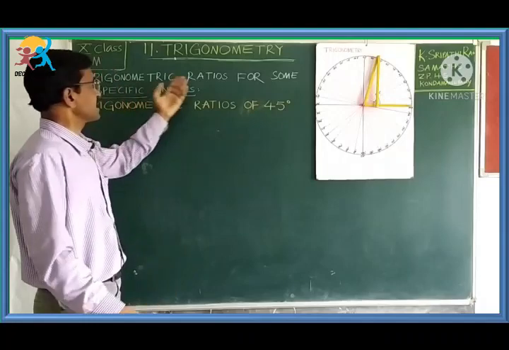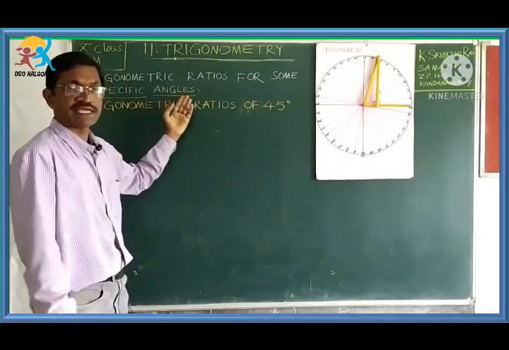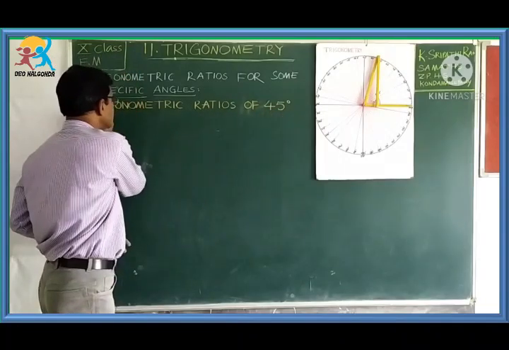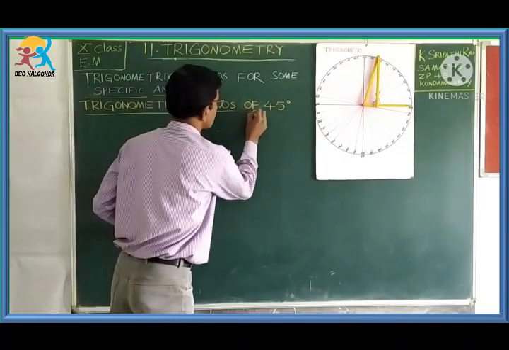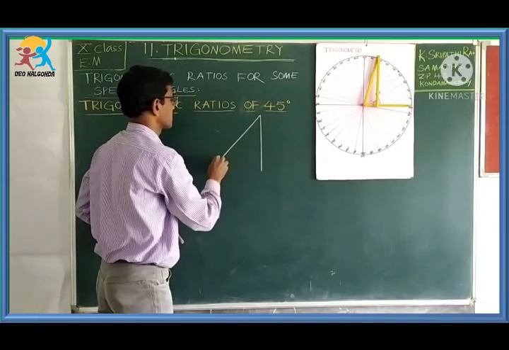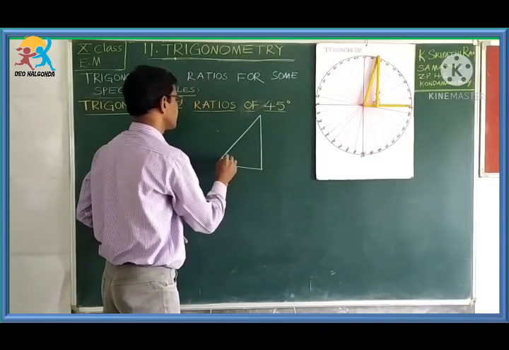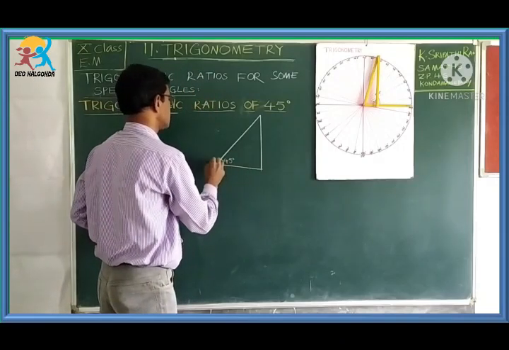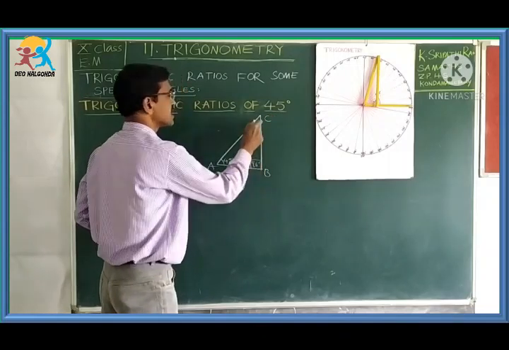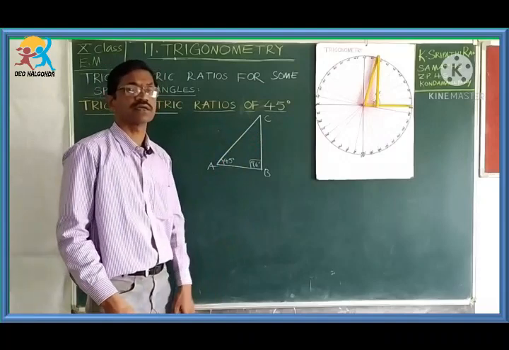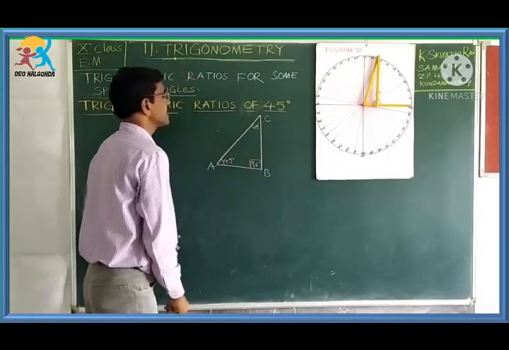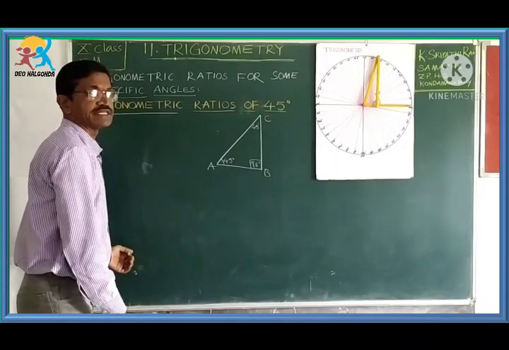Here, trigonometric ratios for some specific angles. Trigonometric ratios of 45 degrees. When the angle is 45 degrees in a right angle triangle, here it is 45 degrees. Let us take A, B, C. Here 90 degrees, then what will be the angle? Let us see. Yes, it is 45 degrees because the sum of the angles in a triangle is 180 degrees.